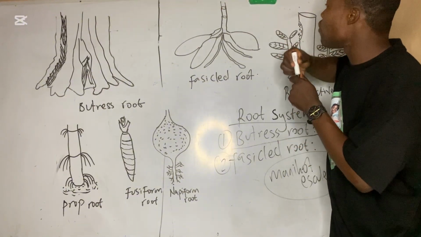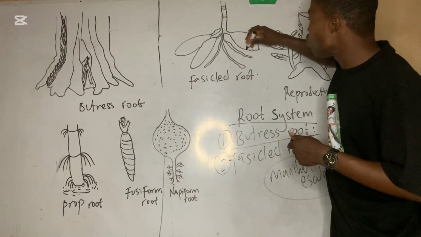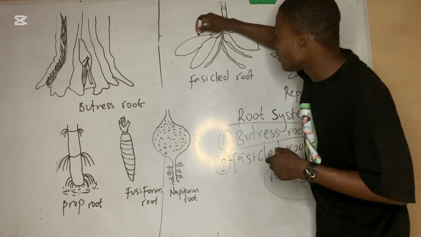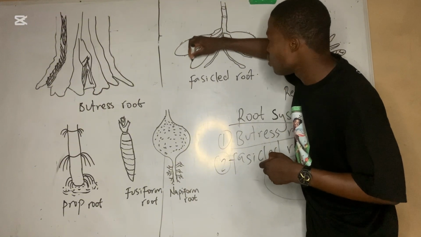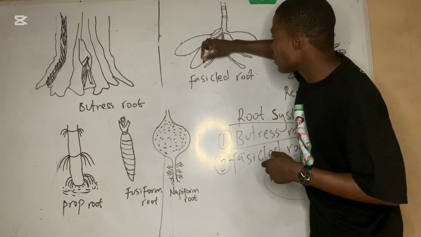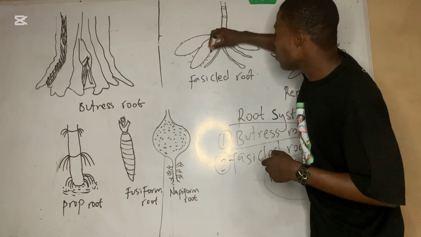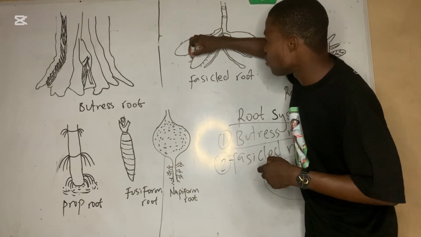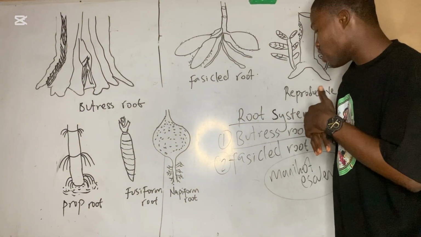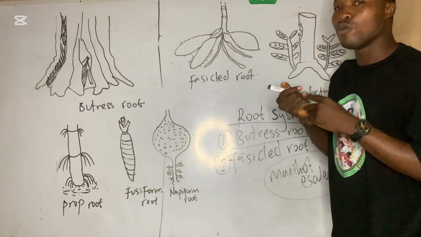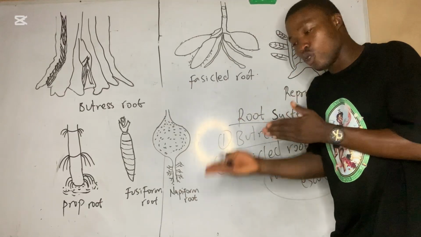At the tip of each of the branches is a tuber, with some hairs. So such roots are said to be fascicled roots. That's fascicled root. That's in cassava, any tuberous plants or tuberous roots. You get?